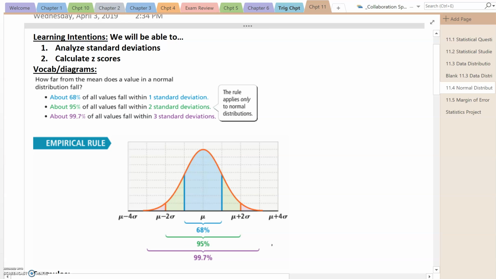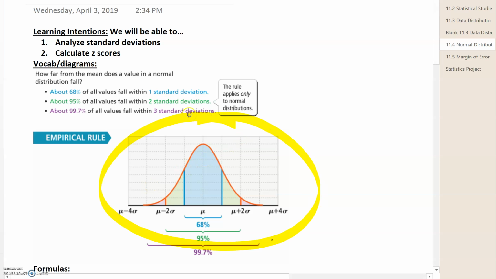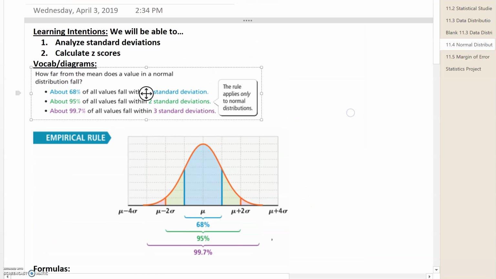A normal distribution is a symmetrical distribution. So if you look at this graph on our screen, this is what a normal distribution looks like. It is a perfect bell curve. The mean is equal to the median is equal to the mode, and that's just right here in the middle. Okay, so these rules work for normal distributions.